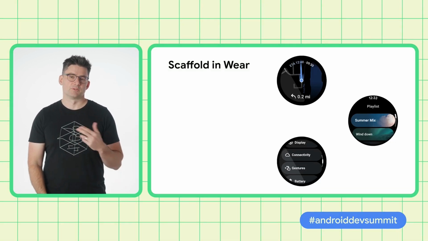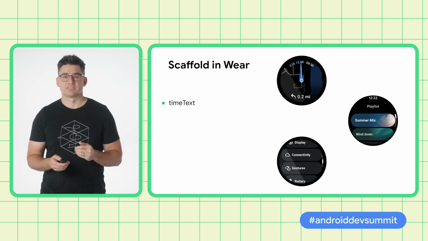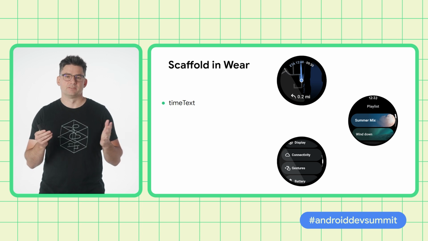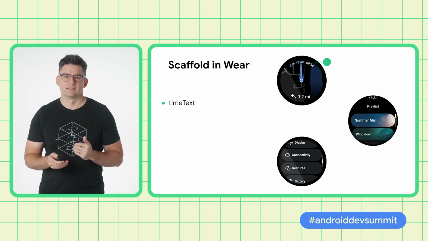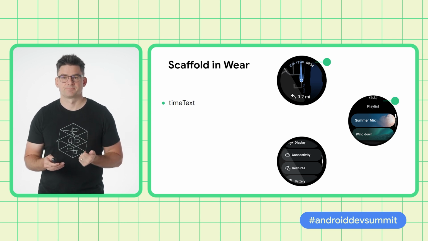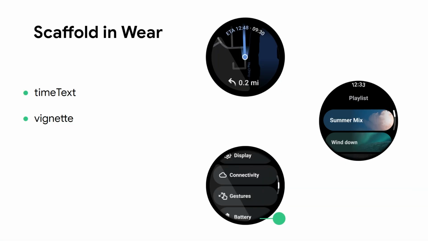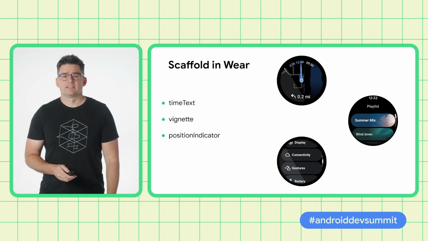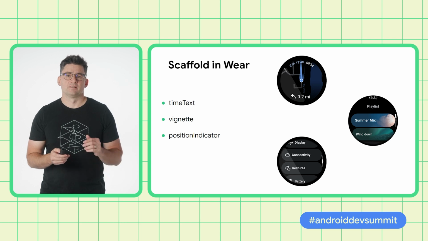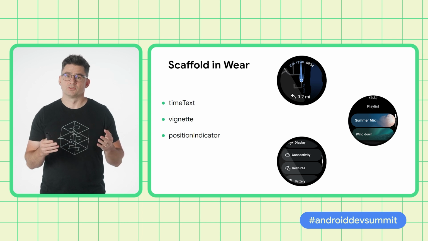Well, we have the same idea with Wear, but we only have three main ones outside of the content. We have TimeText, which is pretty straightforward. You've already seen TimeText. That's going to give you your time at the top of the screen. It's going to place it for you, which is nice. Next, we have Vignette, which gives you a nice vignette around the screen. It's kind of hard to see here, but you can imagine a nice vignette around the screen. And then finally, we have PositionIndicator. This is also known as the scrolling indicator, which lets you know where you are in the composable below.